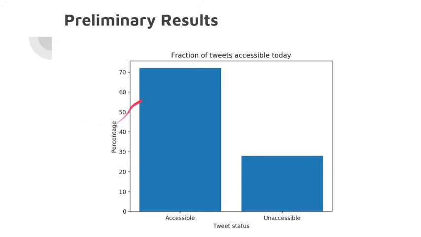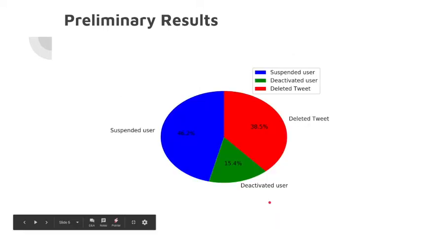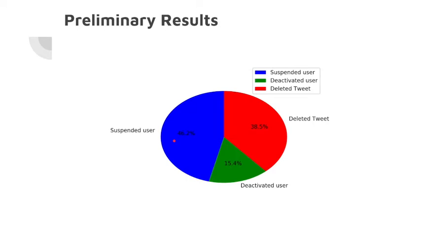So this is the fraction of tweets that are accessible today from the dataset that we have collected. 70% of them are accessible, and around 30% are inaccessible to us. So then we tried to understand why these tweets are inaccessible, and we found that of these inaccessible tweets, 46.2% are tweets made by users that are currently suspended, 38.5% are deleted, and 15.4% are tweets made from users that have currently deactivated.